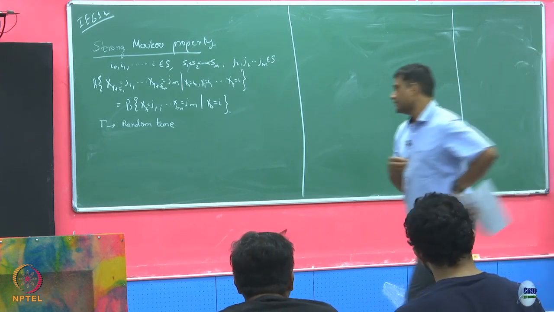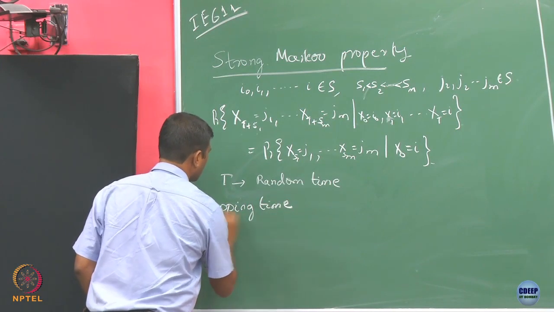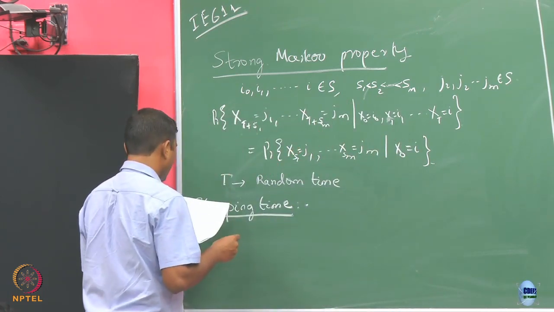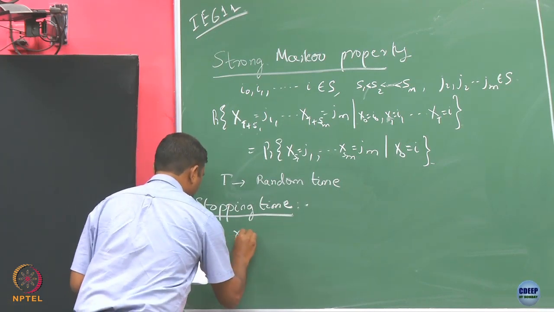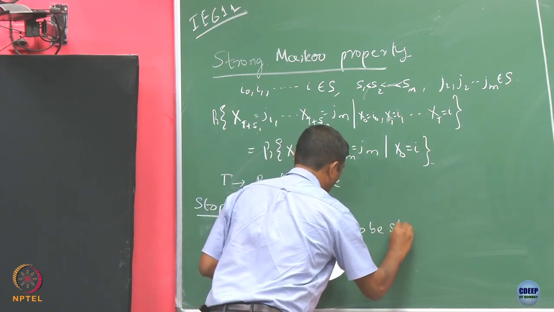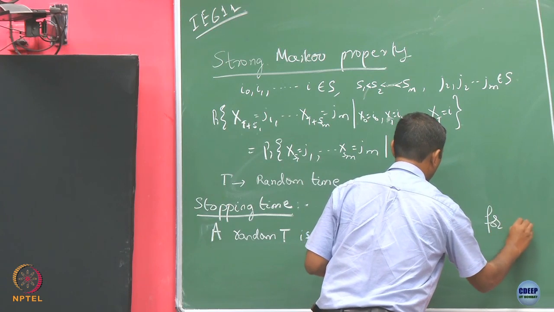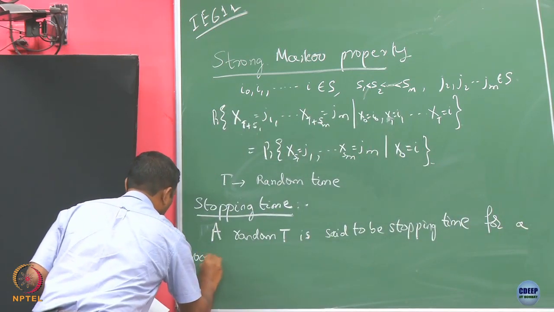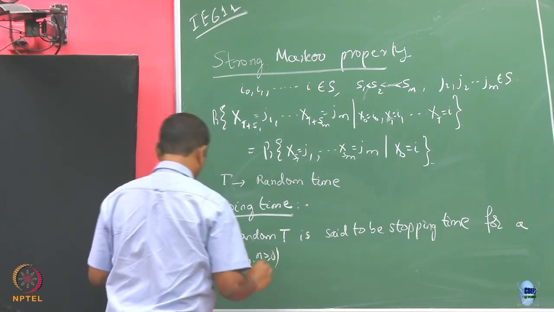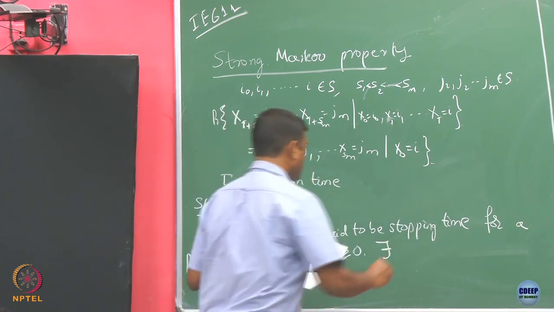Now the question is, what is a stopping time? So let me write this definition here. A random time t is said to be a stopping time for a process if for all n greater than 0 there exists a function.